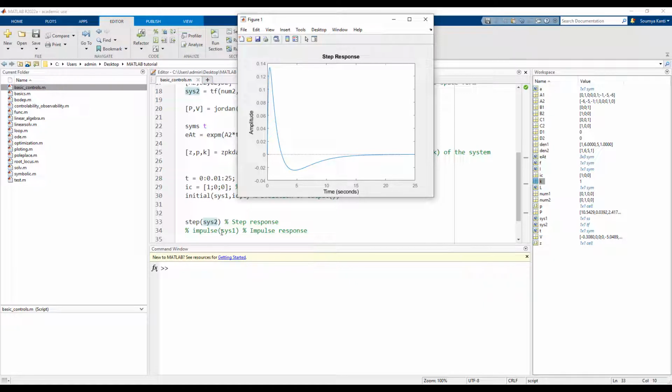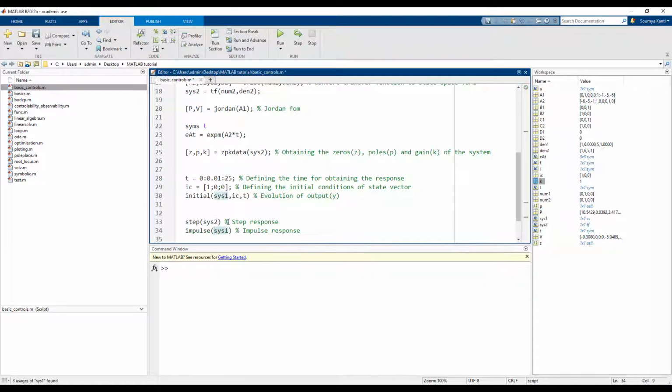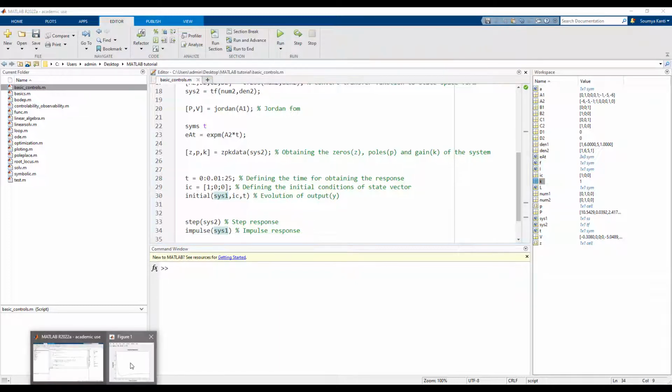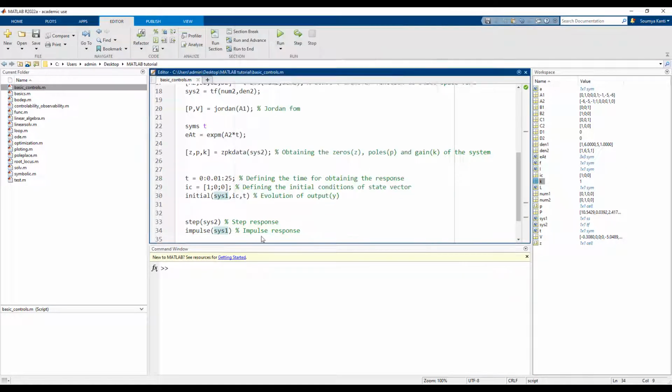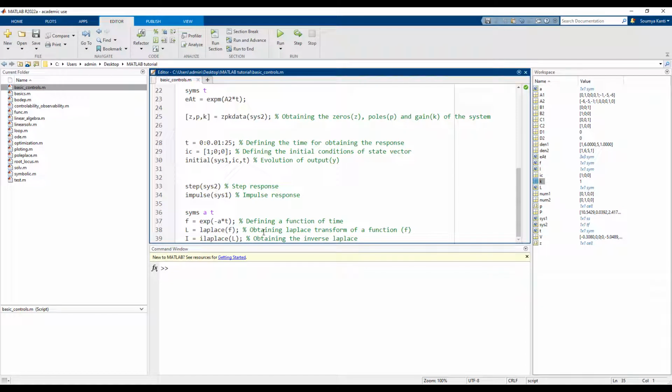Okay, and suppose you want the impulse response. So you do impulse, and then similarly the system, and if you run it, you will see that this is the impulse response of the system.